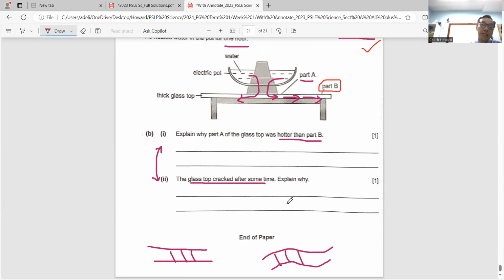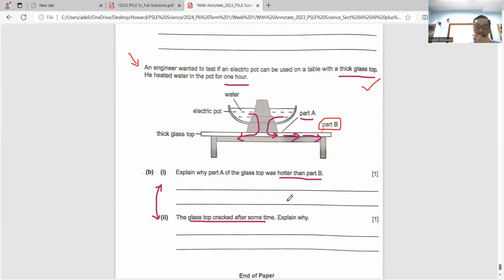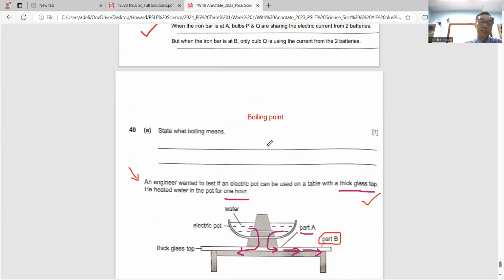So once again, for PSLE science, the content tested will be from P3 to P6. Okay, so take note that you need to lay a solid foundation from P3 to P5. So these are the questions that I've discussed today to help students prepare for their 2024 PSLE science examinations.